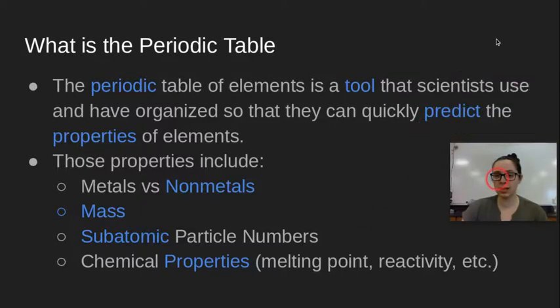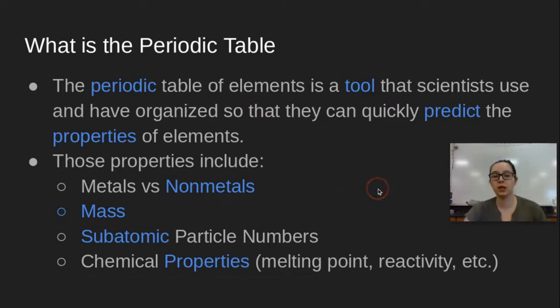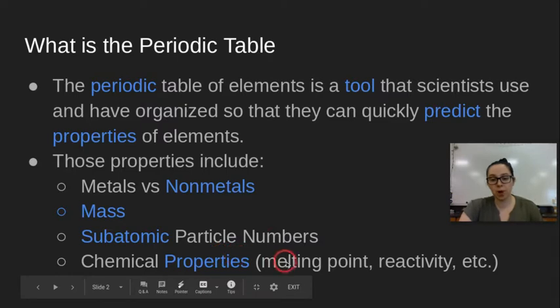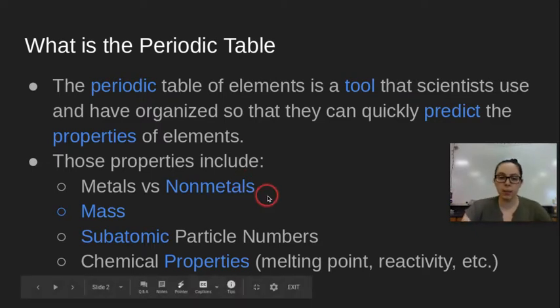So what is a periodic table? The periodic table of elements is a tool that scientists use and have organized so that they can quickly predict the properties of elements. Those properties include metals versus nonmetals, mass, subatomic particle numbers, that's your protons, your neutrons, your electrons, your valence electrons, and your chemical properties like melting point. So at what temperature does solid turn into a liquid? Reactivity, how much does it react? Is it violent? Is it slow? Is it quick? Things like that. That's what we mean by chemical properties.